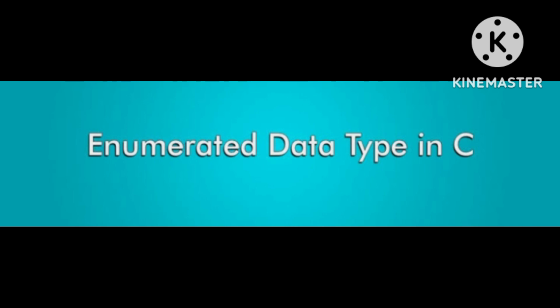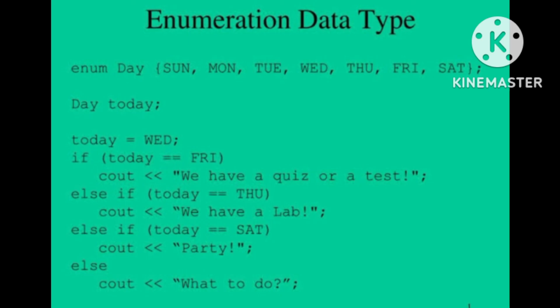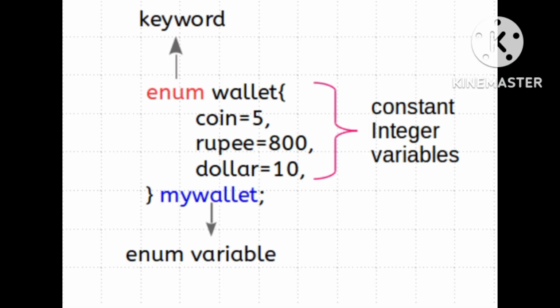And the next one is enum data types in C. What is the enum data type in C? The enum data type is a user defined data type to assign constant values, particular values, and this is the process of enum data types and this is the picture of the enum example.